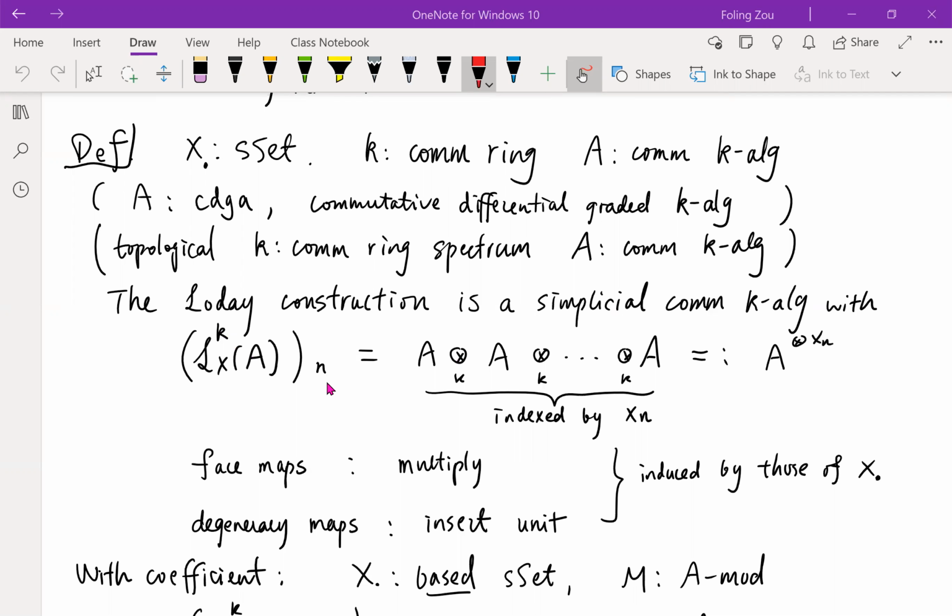And at nth level, we have tensors of A's over K indexed by the n-cells, the set X_n. And the face maps and the degeneracy maps in this simplicial object are induced by those of X. So if two points in X_n get mapped to the same point in X_{n-1} by a face map, we multiply their labels. And in the other direction, if we have a degenerate cell, we just insert a unit in the degeneracy map. So if we use the standard simplicial model of S^1, we just get the cyclic bar construction.